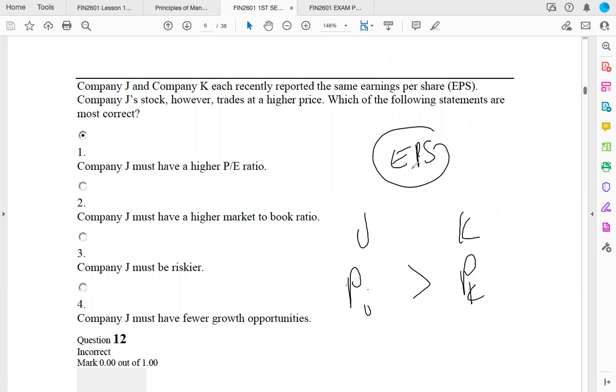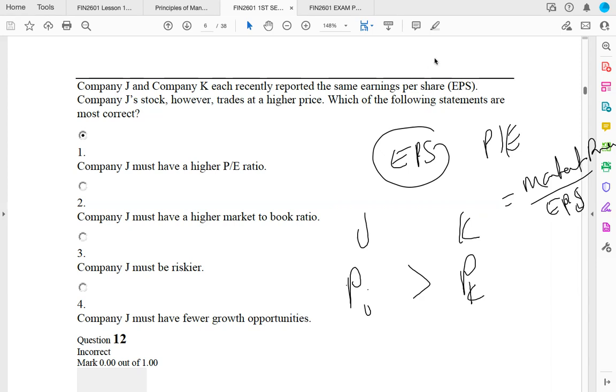So which of the following statements are correct? Remember, our price to earnings ratio is simply given by the market price divided by the earnings per share. So if one of these shares has a higher price compared to the other, it means that investors are prepared to pay a lot of money for that particular share. In other words, they find that share attractive. They want to buy that share. They think that that's a good company to invest in.